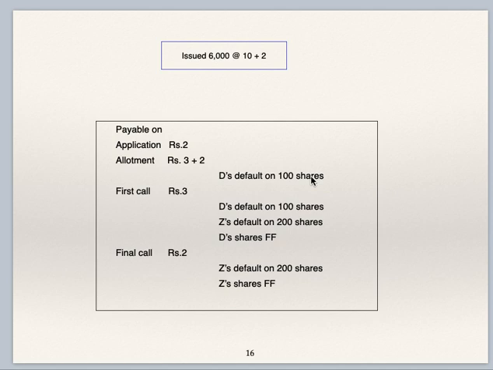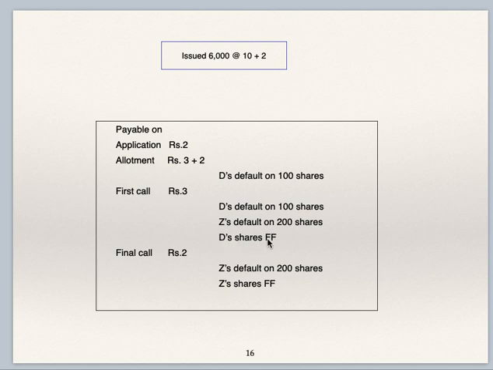There is default on 100 shares. D has not paid allotment money. First call rupees 3. There is default. D has not paid first call on 100 shares. Z has not paid first call on 200 shares. So on first call, total default is on 300 shares.